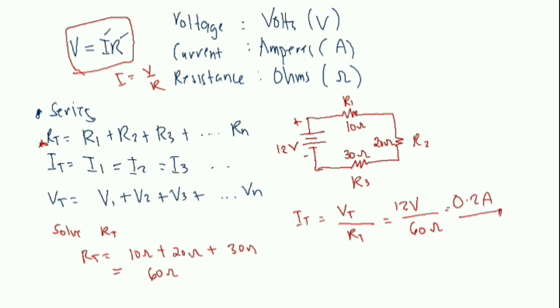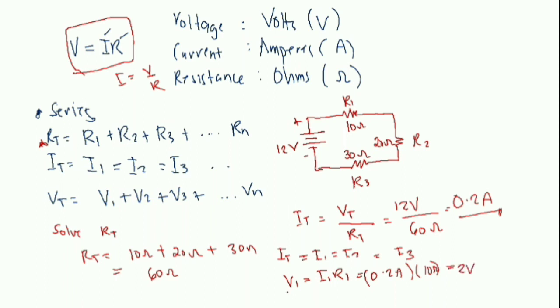Now we already have the value for IT, and we all know that IT is equal to I1, equal to I2, and equal to I3 in a series connection. And now we solve for the voltage. For the first resistor, V1 is just I1 times R1. So I1 is 0.2 amperes times the resistance of 10 ohms. So what is that? That is equal to 2 volts.